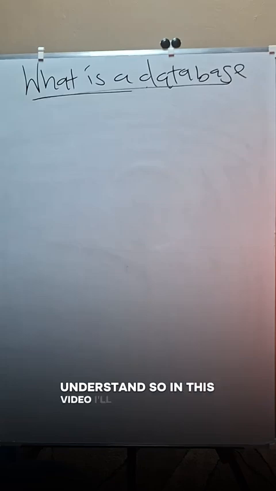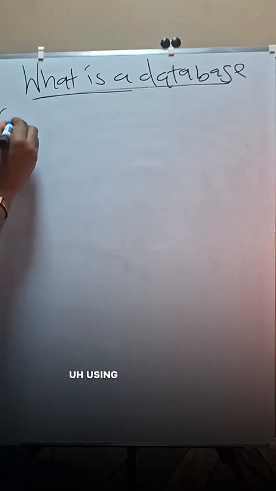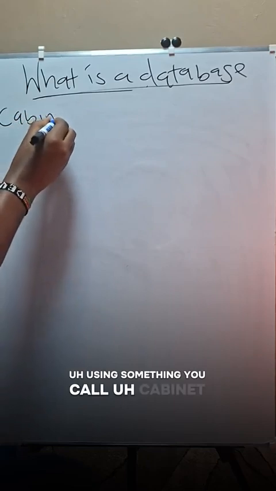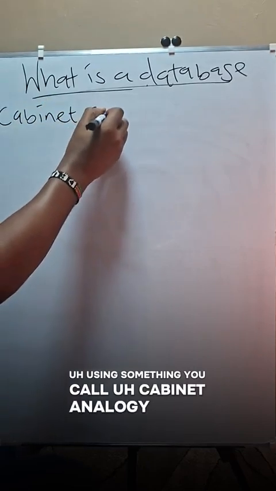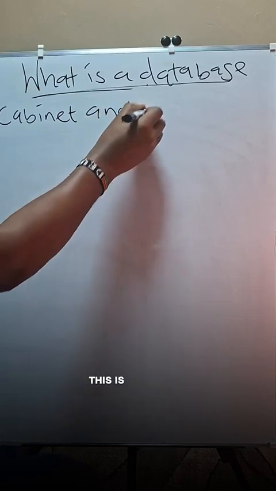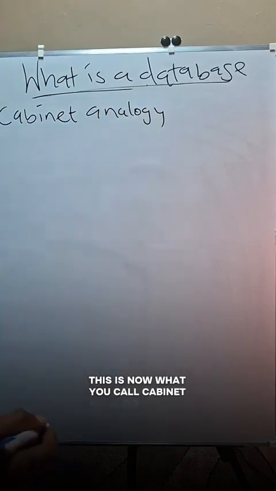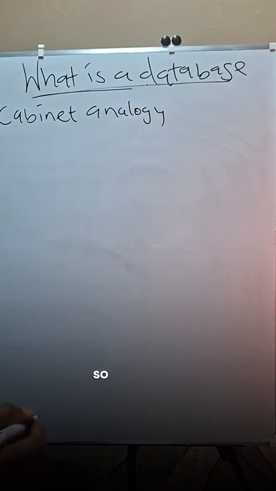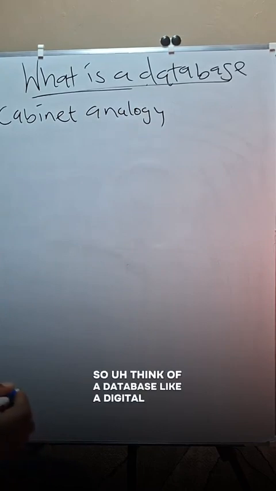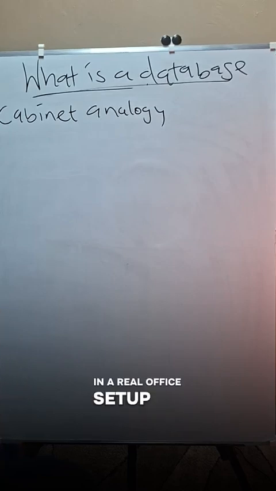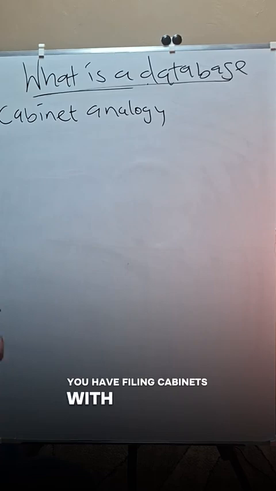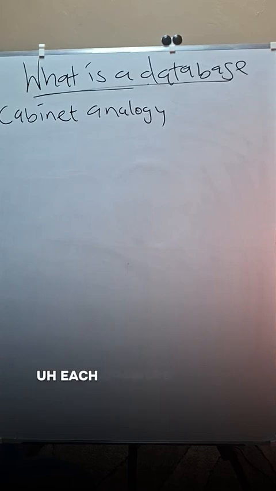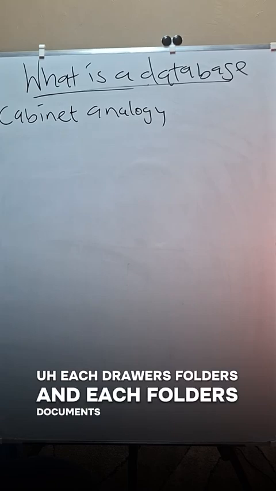So in this video, I'll explain databases using something we call a cabinet analogy. Think of a database like a digital filing cabinet. In a real office setup, you have filing cabinets with drawers. Each drawer has folders, and each folder has documents with information.